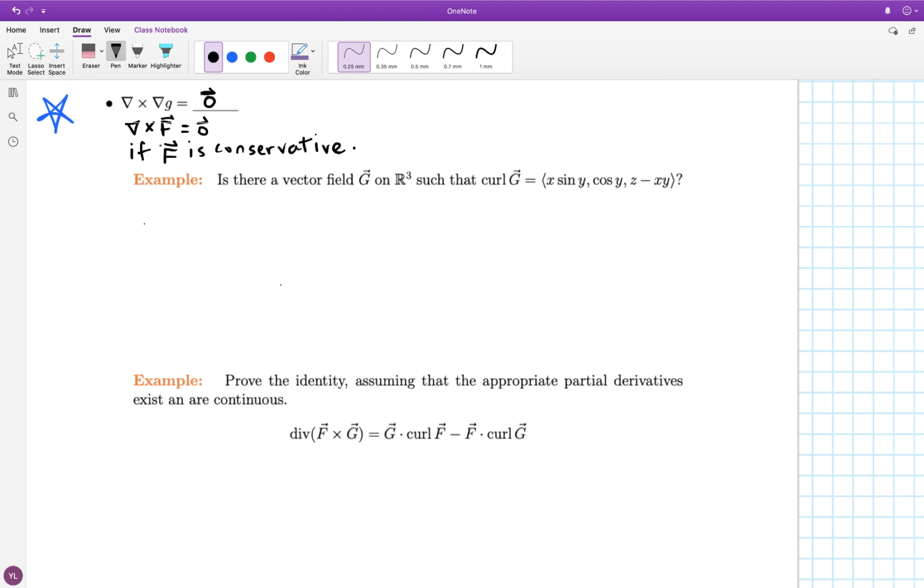The opposite statement is true sometimes. So that is to say, if you know that the curl of a vector field is 0, sometimes you can conclude that it's conservative. This is theorem 4 on page 1145, and I'm just going to state it in a little bit broader context.